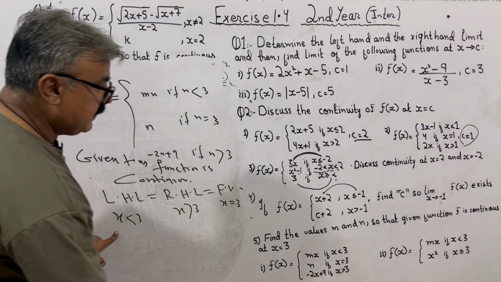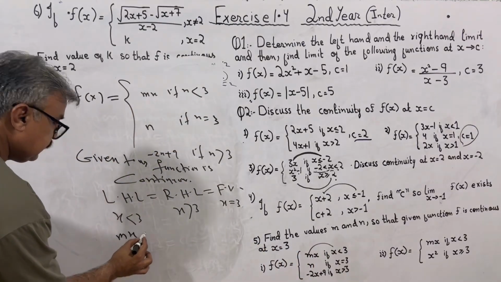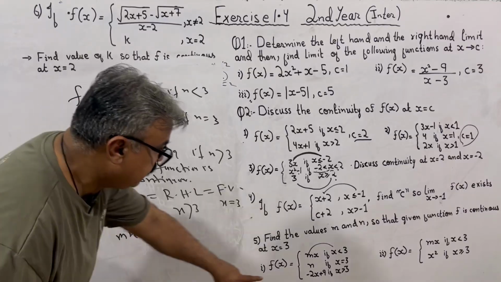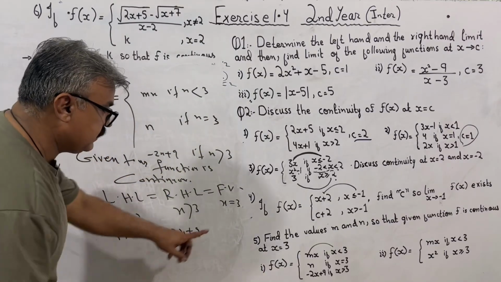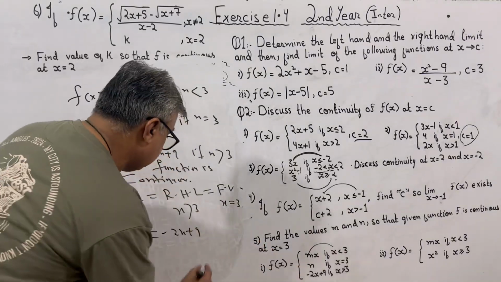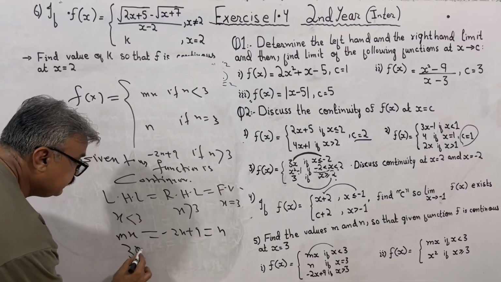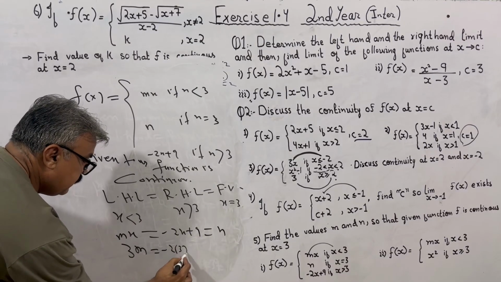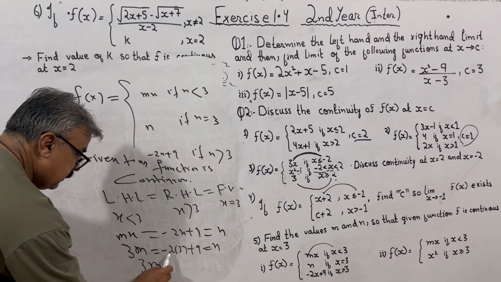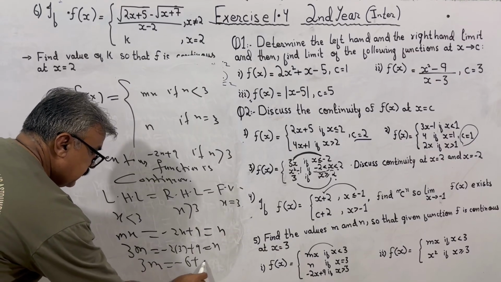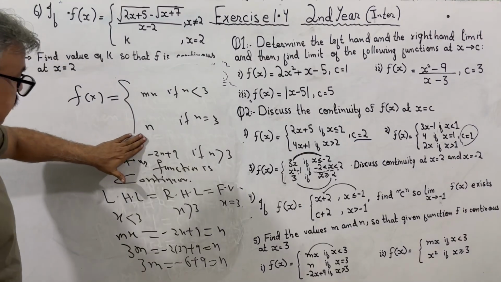X less than 3 lies where? Here. For this, we have to take mx. For right hand limit, greater than 3, I have to take minus 2x plus 9. For function value, exactly at x is equal to 3, I have n. Put x is equal to 3 here, it will become 3m, equal to minus 2 times 3 plus 9, equal to n. So 3m is equal to minus 6 plus 9 is equal to n.